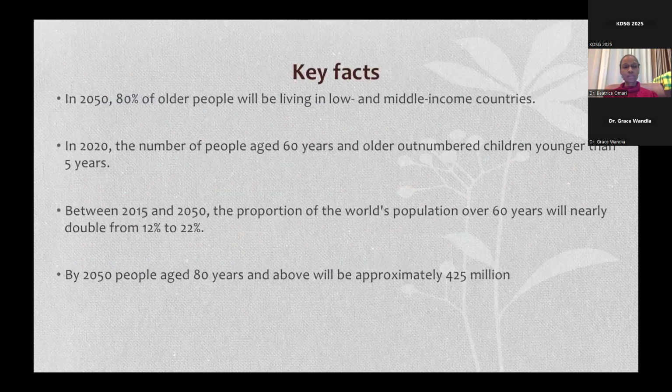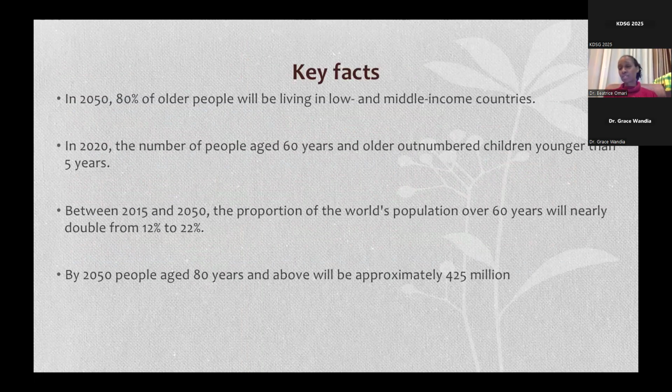So you can see here a bit of projections from some of the data. Some of this was gotten from WHO. You can see that by 2050, 80% of older people will be living in low and middle income countries, which is actually where we are. What I found interesting was that by 2020, the number of people aged 60 years and older outnumbered children below the age of 5.